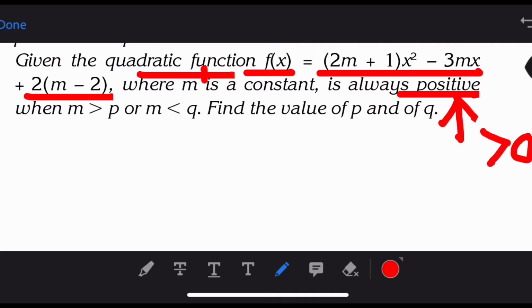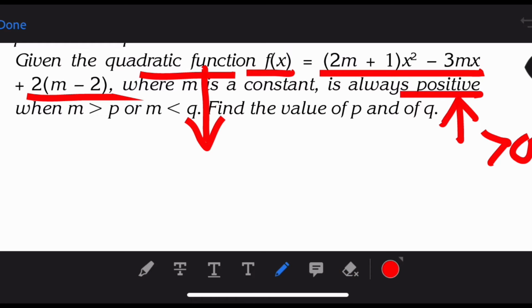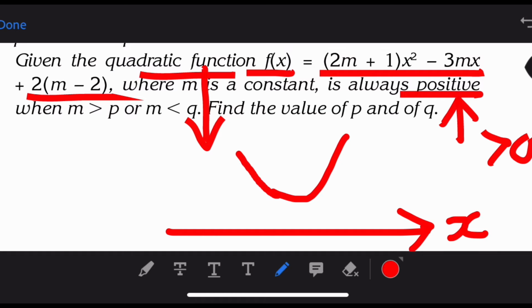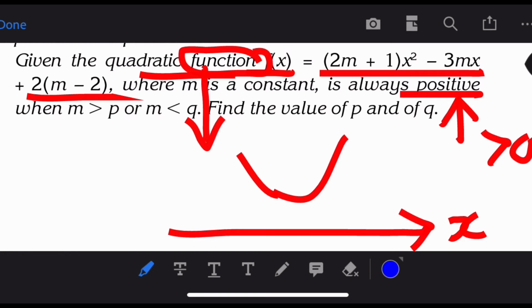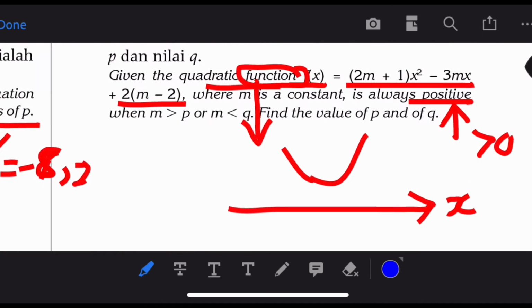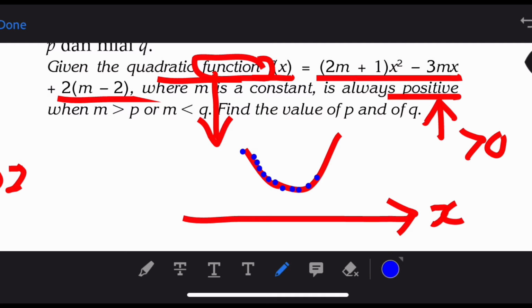So now I would like to highlight to you, what is a quadratic function? Quadratic function is a graph, isn't it? Let's sketch a graph. You can just sketch a simple graph because it looks like it's positive, right? And because it's positive, function is always referring to y, right? So that means all the y values must be positive. That is how you come up with the concept that function is always positive, means the y is always positive. Function is referring to y or the f(x) value.